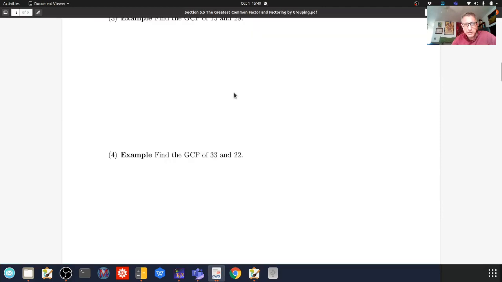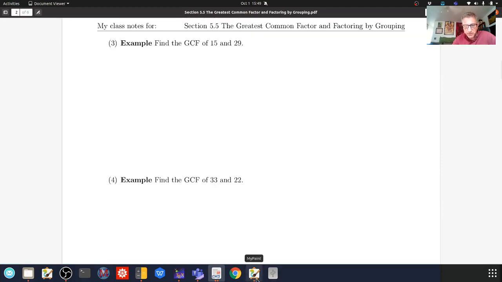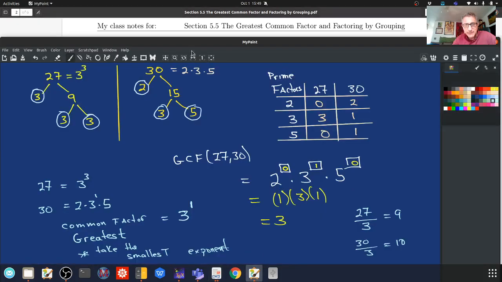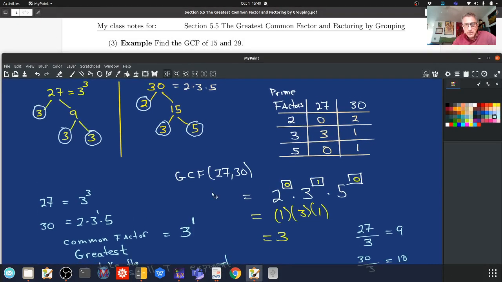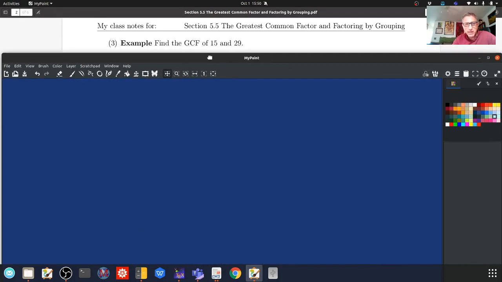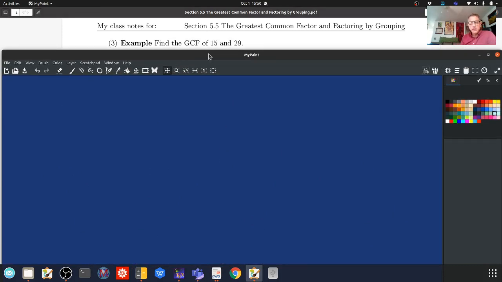So here you should try to do the remaining 2 on your own. And once you get used to what you're doing, then you can develop your own method. So I have 15 and 29. So 15 is divisible by 3 and 5, but 29 is prime. That means the only factors of 29 are 1 and 29.